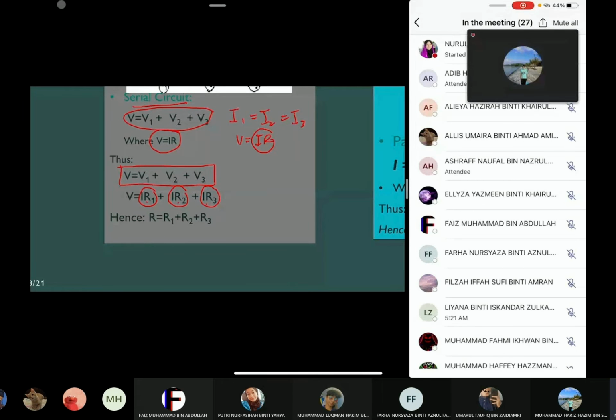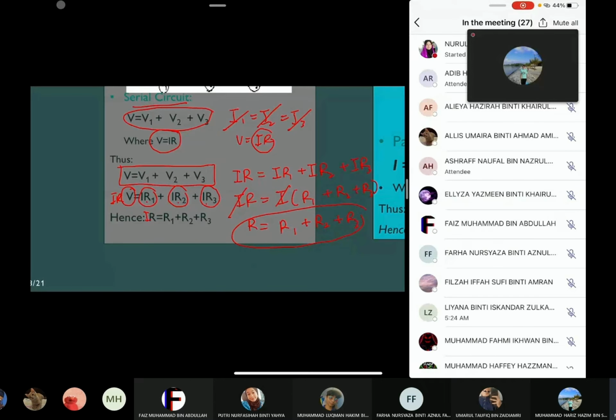Okay, and then V here can also be substituted with IR. And then we have agreed that now I equals I equals I. Right? Therefore, in mathematics, you have IR equals IR1 plus IR2 plus IR3. You can factorize the I. Mathematics, remember? About factorization. You have learned that, right? Okay, and then you can cancel I. Right? Because they are equal. Therefore, you are left with the formula R equals R1 plus R2 plus R3. So, this is the formula for resistance.